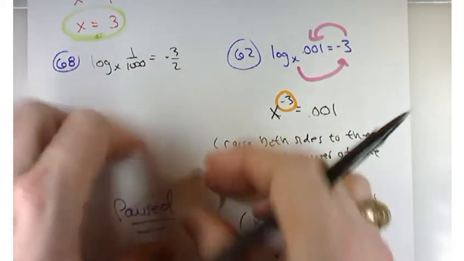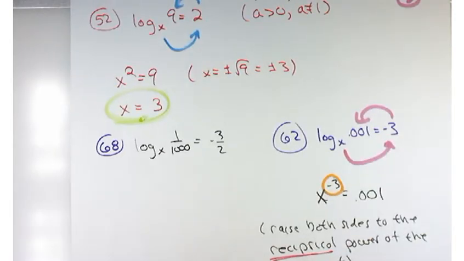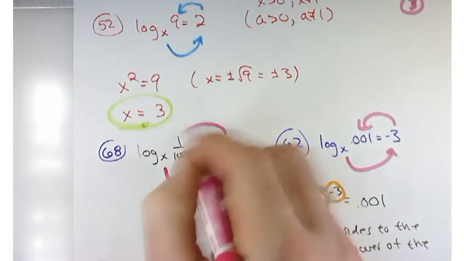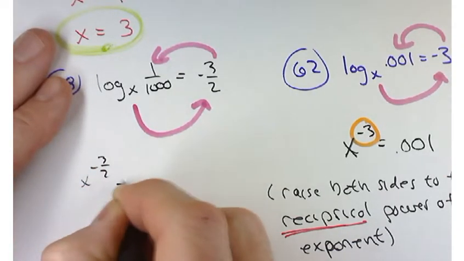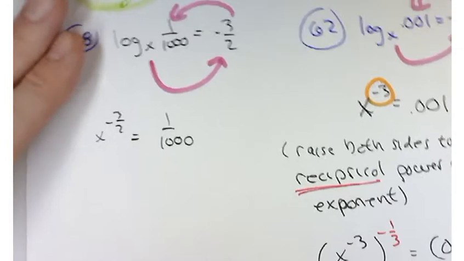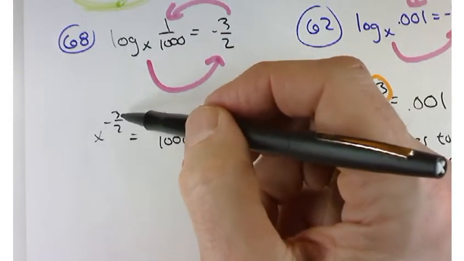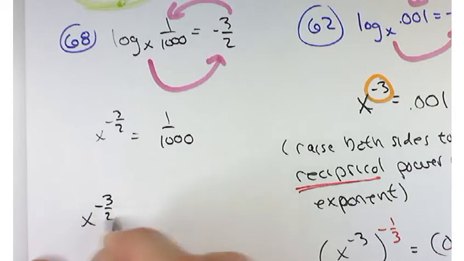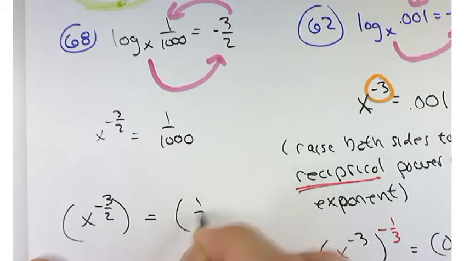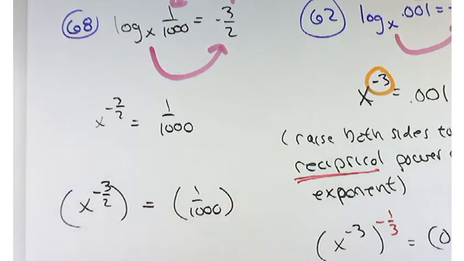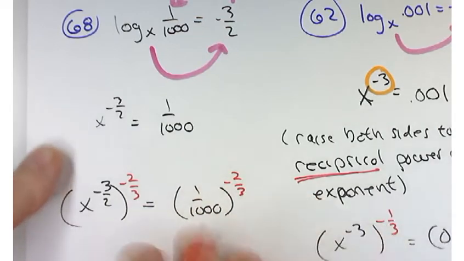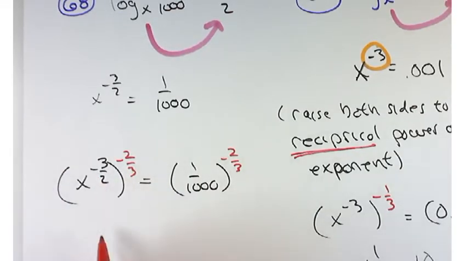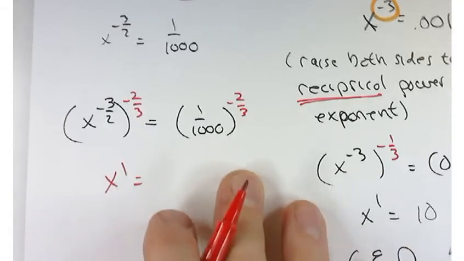So we'll start out like we do a lot of these things. Rewrite it equivalently using exponents. So it's going to give me x to the negative 3/2 equals 1 over 1,000. The reciprocal of negative 3/2 is also going to be a negative number. Which negative number? Negative 2/3. So I want to raise both sides to the negative 2/3 power. On the left-hand side, a number times its reciprocal always gives me 1. So I get x to the first power, or better yet, just x.